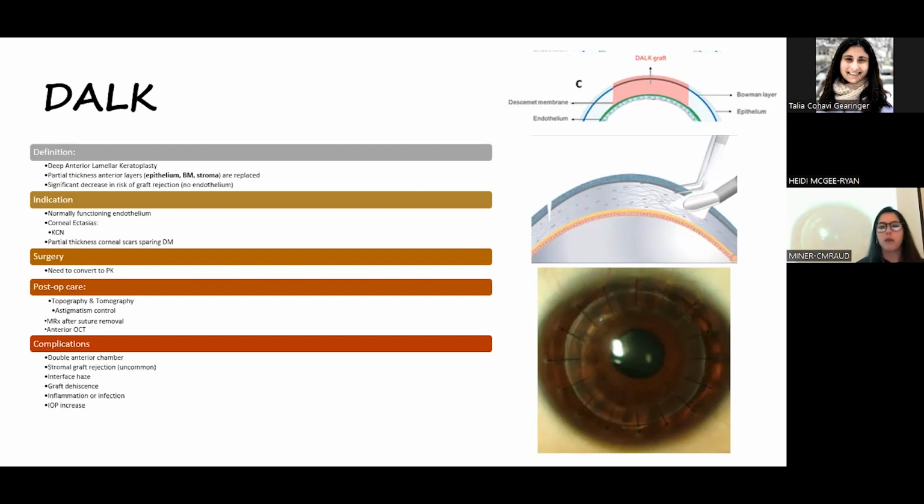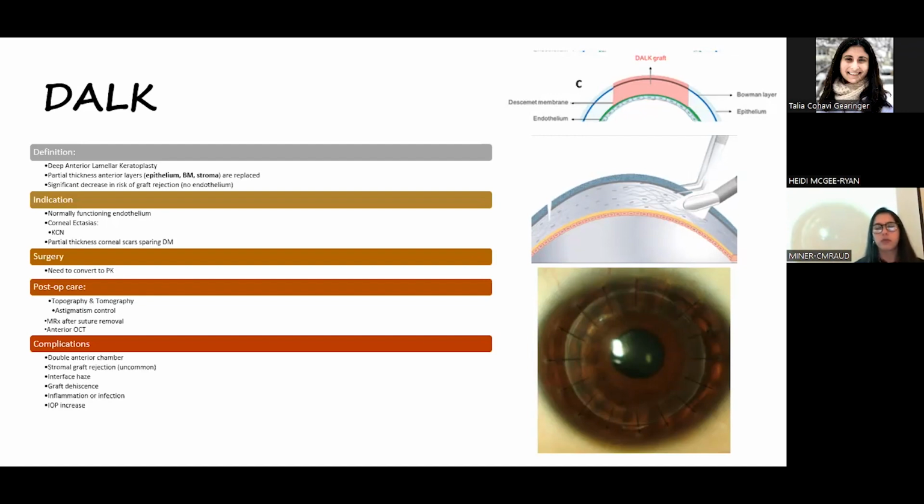But the surgery is a little bit more difficult. So sometimes we try the DALK and then we have to convert to a PK if there's any change in the surgery that requires us to convert.